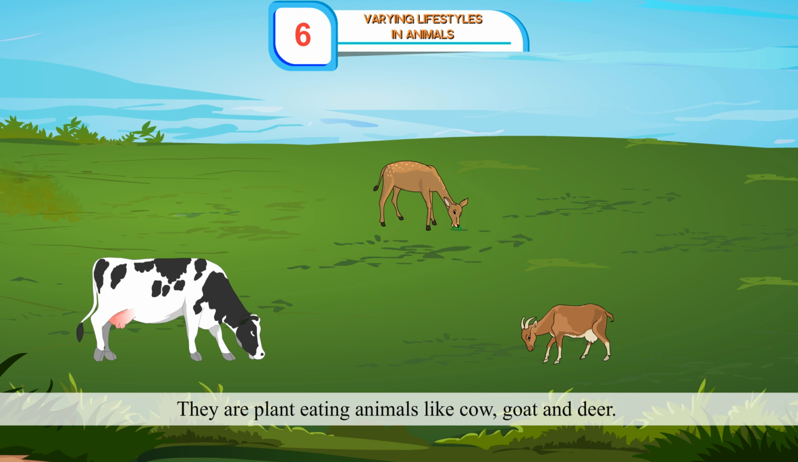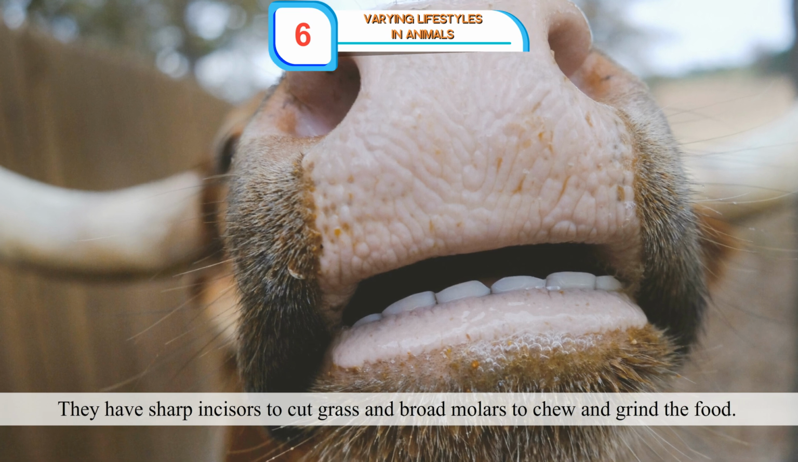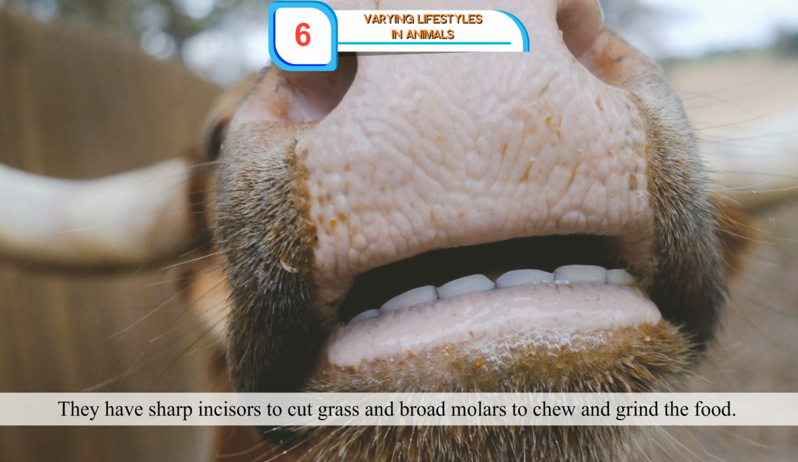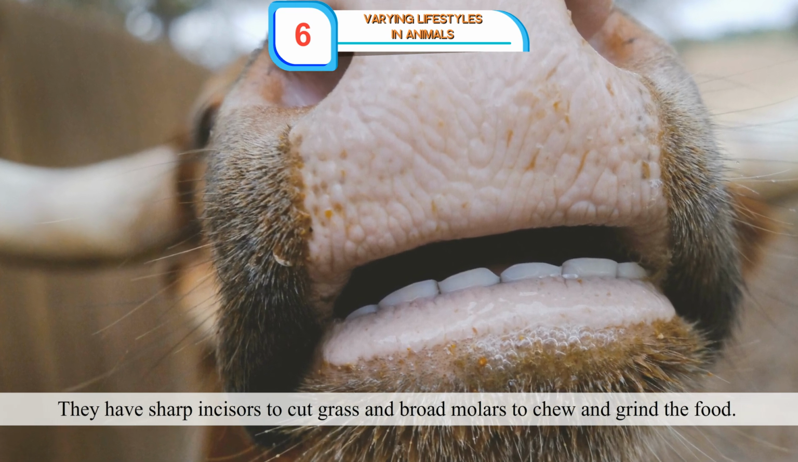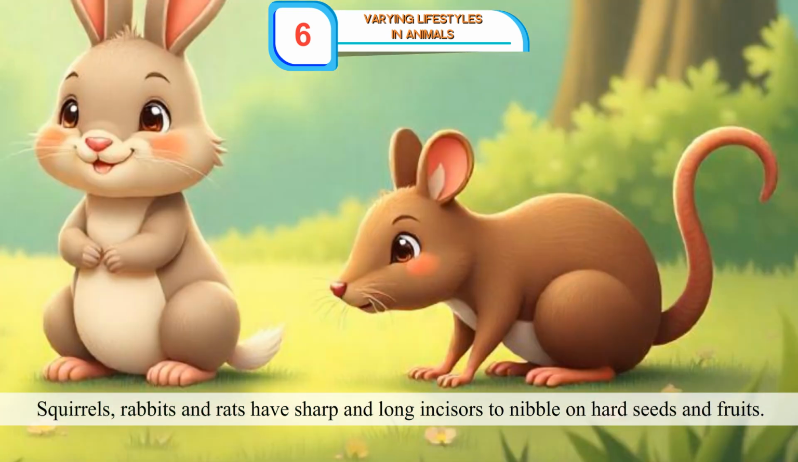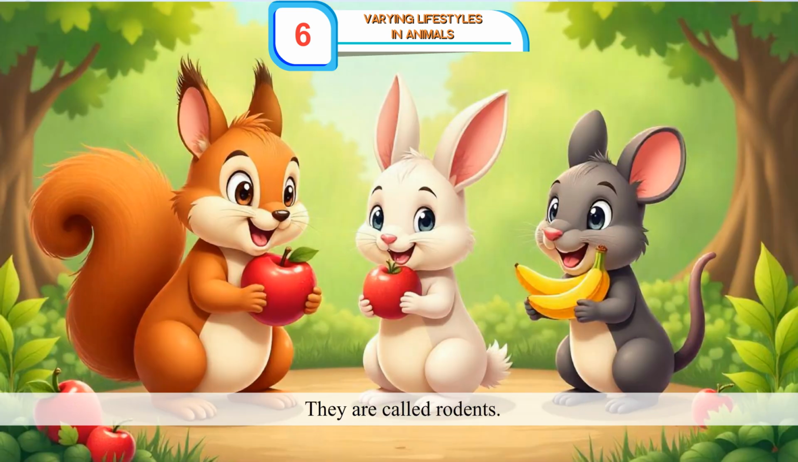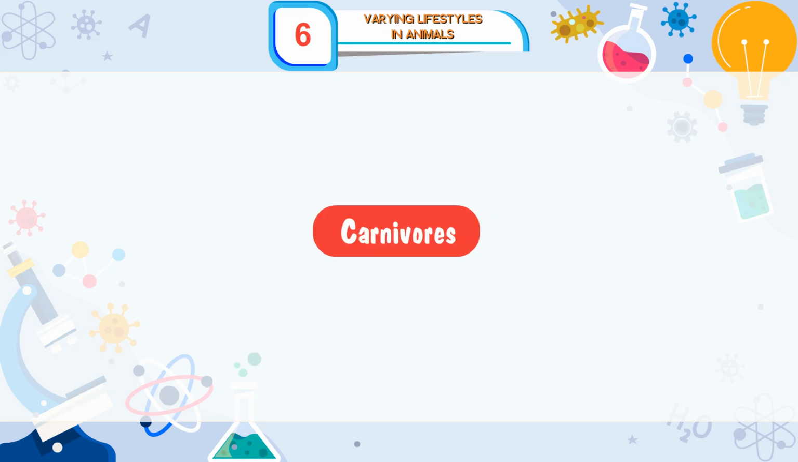Herbivores. They are plant-eating animals like cow, goat, and deer. They have sharp incisors to cut grass and broad molars to chew and grind the food. Squirrels, rabbits, and rats have sharp and long incisors to nibble on hard seeds and fruits. They are called rodents.